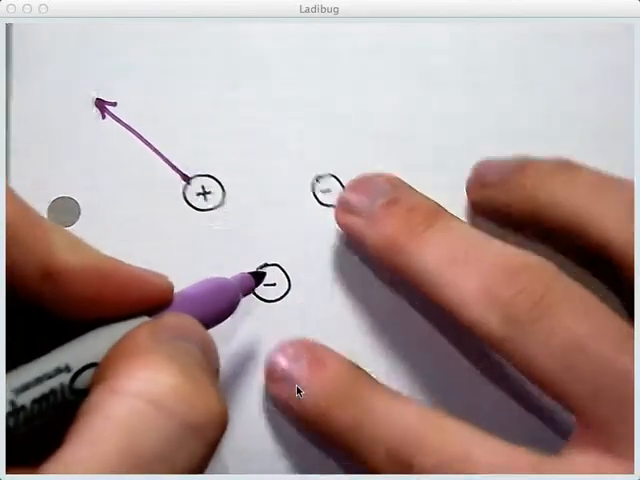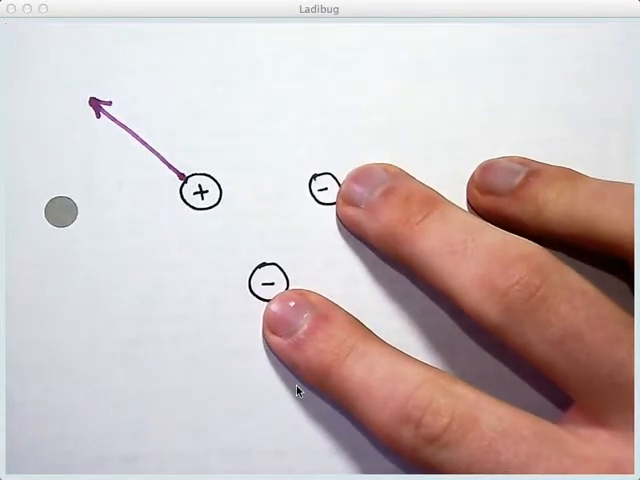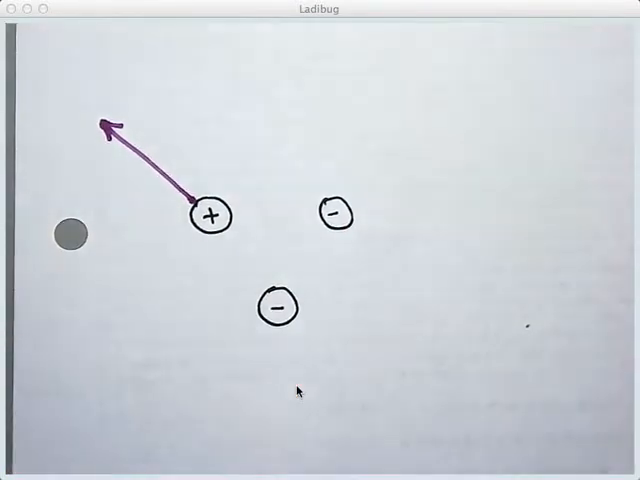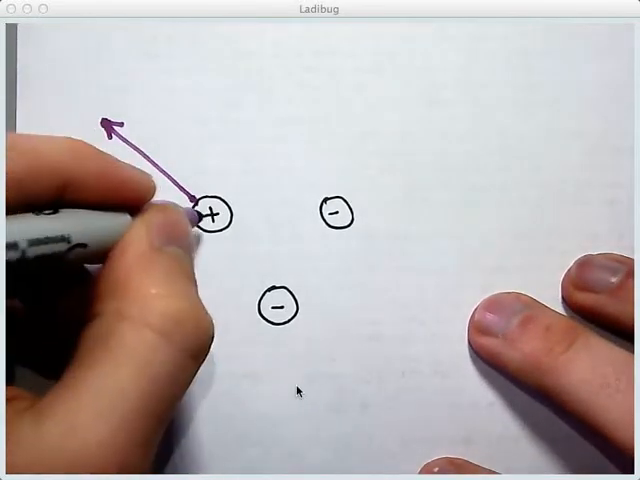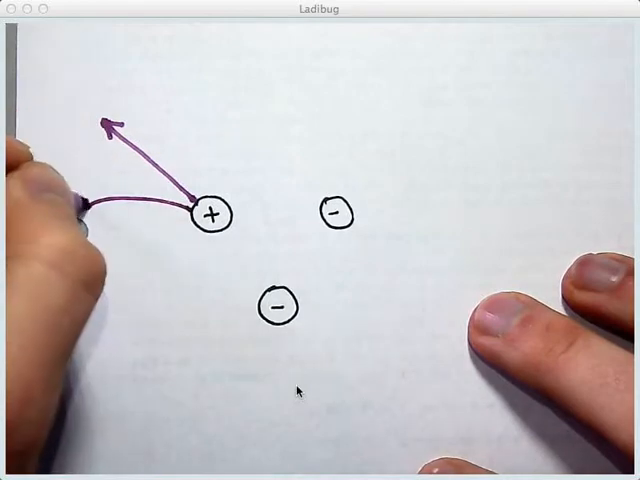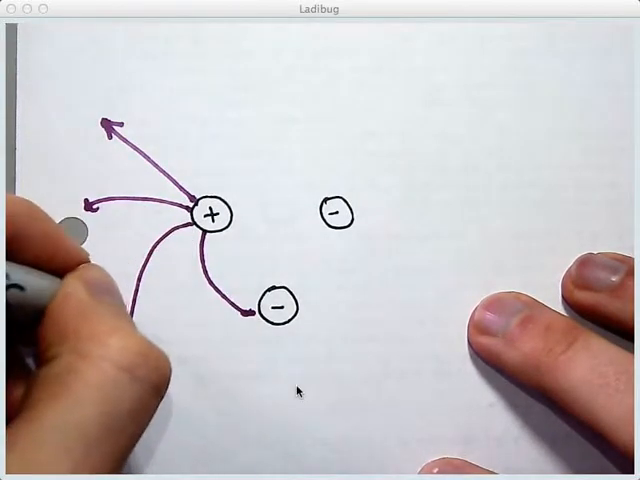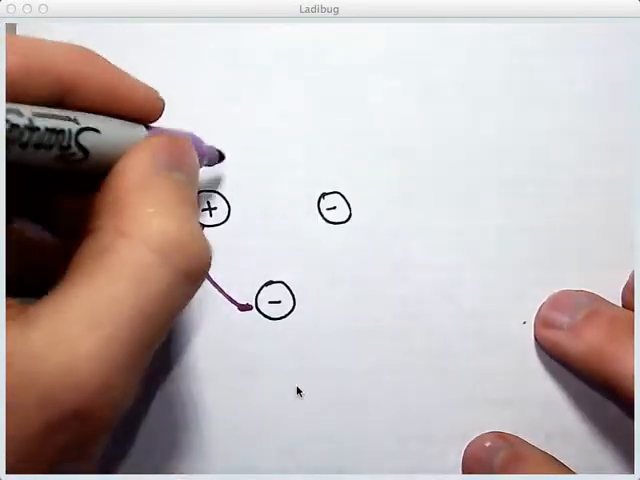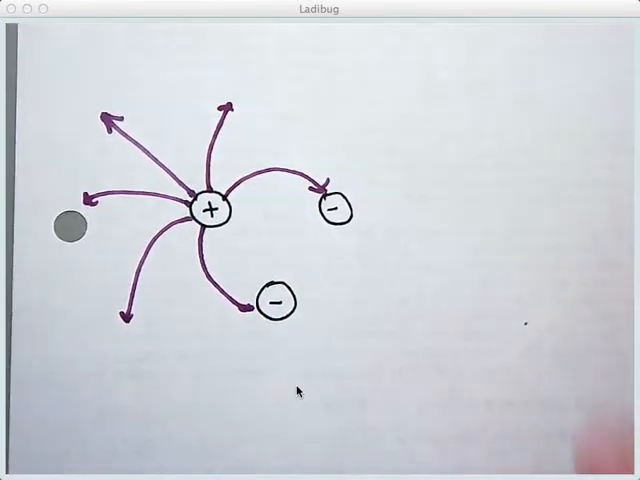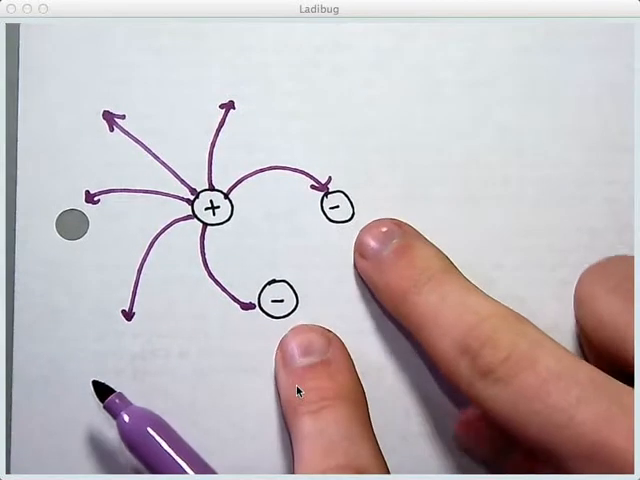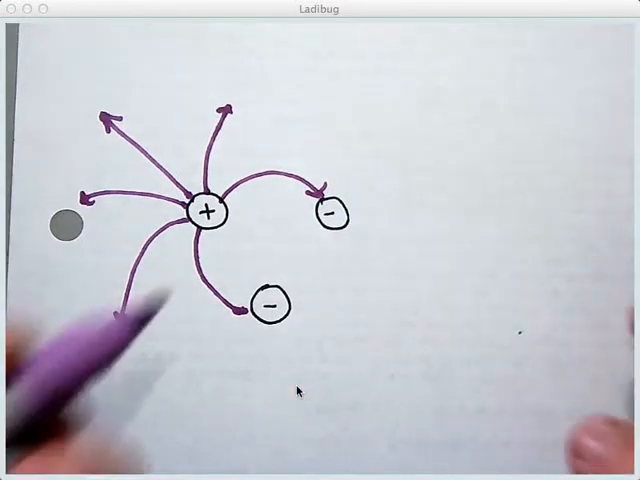The effect of the negatives would be canceled. They're going to pull it back some. However, they're not going to move it left or right any because they're canceling. If it goes in this direction any, then it's going to curve around to this negative. In the other direction, same thing. From these negatives, since they're like charges, they're going to have that repulsion.